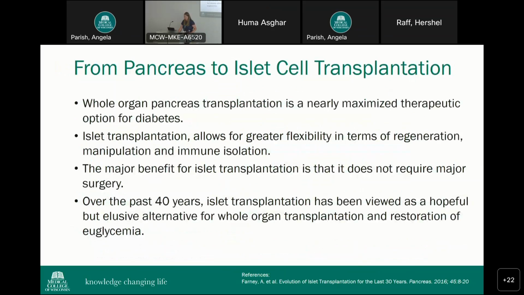So moving from pancreas to islet cell transplantation, the one benefit of islet is the greater flexibility in terms of regeneration, manipulation, and immune isolation compared to the whole organ. For the past 40 years, there's been a significant interest in islet cell. We've been pretty hopeful, although restoration of euglycemia in patients seems to be pretty elusive.